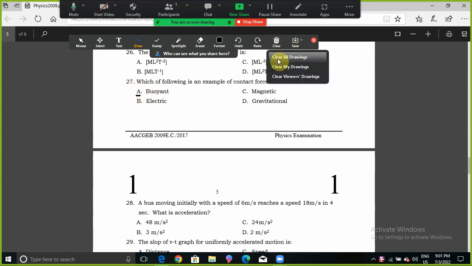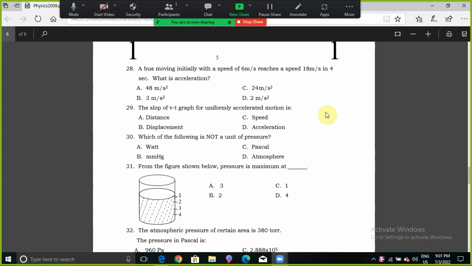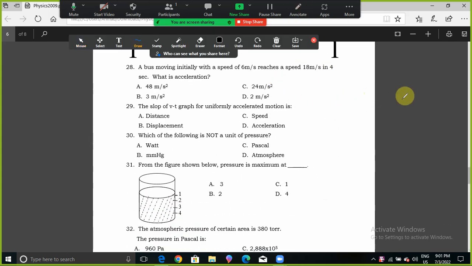Now in question number 28, a bus moving initially with a speed of 6 meters per second reaches a speed of 18 meters per second in 4 seconds. What is the acceleration? We have initial velocity, final velocity, and time. The speed of 6 meters per second is the initial velocity, 18 meters per second is the final velocity, and 4 seconds is the time.